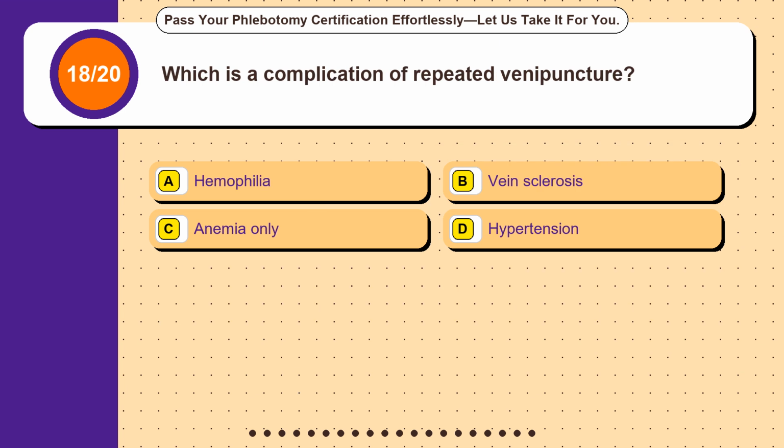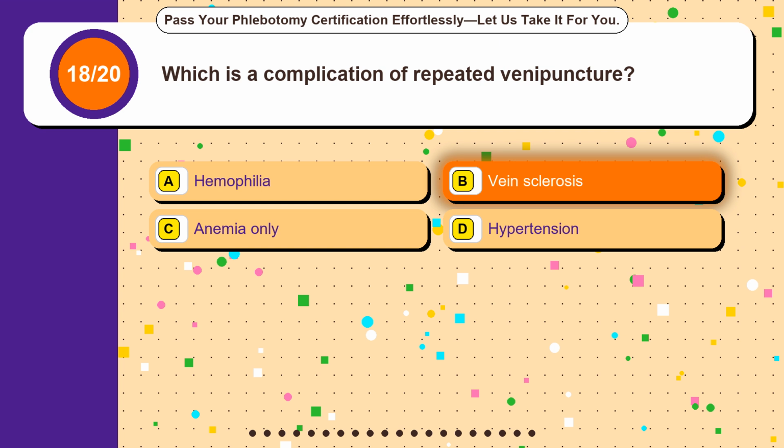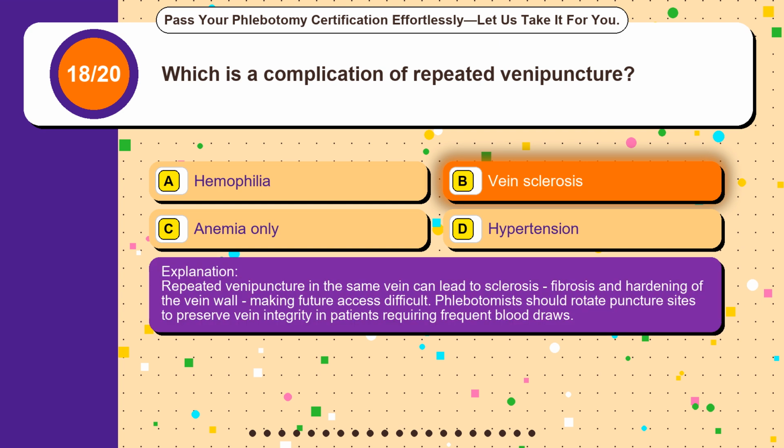Question 18. Which is a complication of repeated venipuncture? Option A, hemophilia. Option B, vein sclerosis. Option C, anemia only. Option D, hypertension. The correct answer is option B, vein sclerosis. Repeated venipuncture in the same vein can lead to sclerosis, fibrosis, and hardening of the vein wall, making future access difficult. Phlebotomists should rotate puncture sites to preserve vein integrity in patients requiring frequent blood draws.